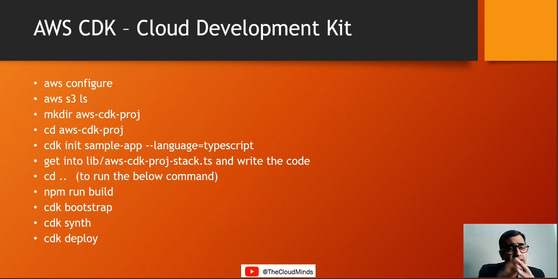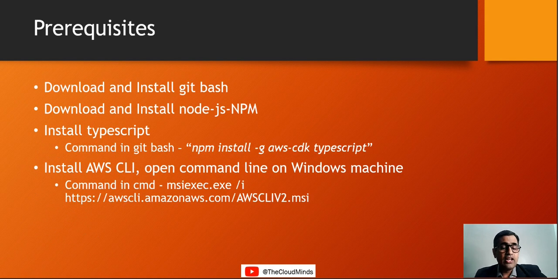Alright guys, now what is AWS CDK? It is, as I said, Cloud Development Kit. It has everything. There are so many commands that we are going to use to create an S3 bucket using the AWS CDK. Now as I said guys, you would need npm, you would need CDK, you need TypeScript, and you would need AWS CLI.